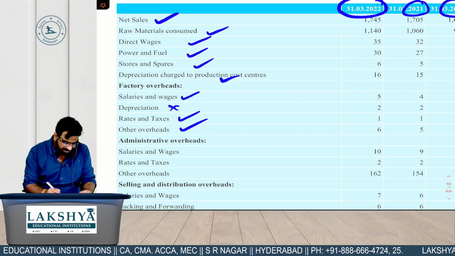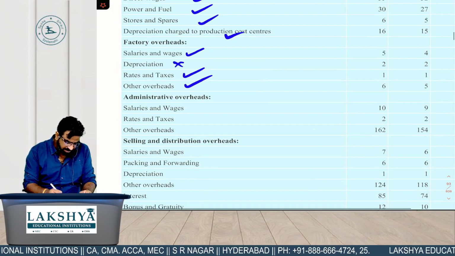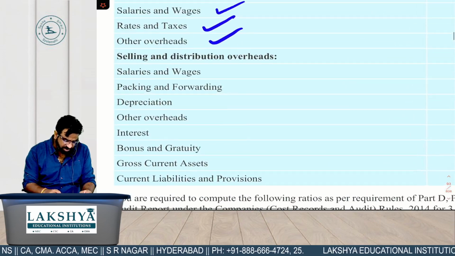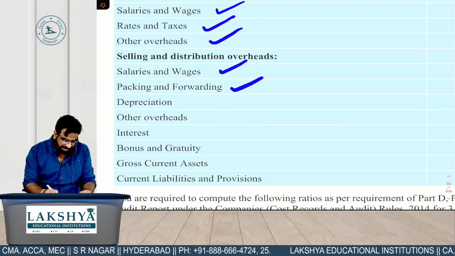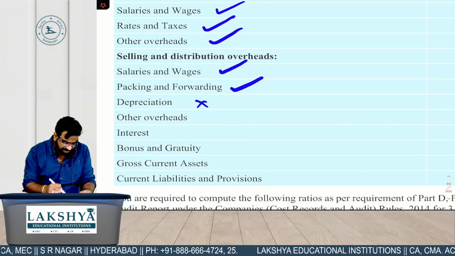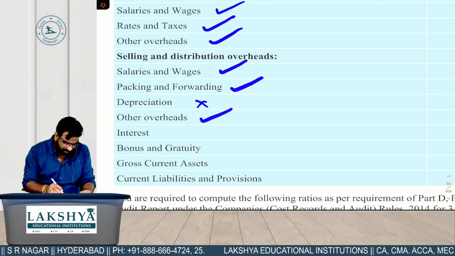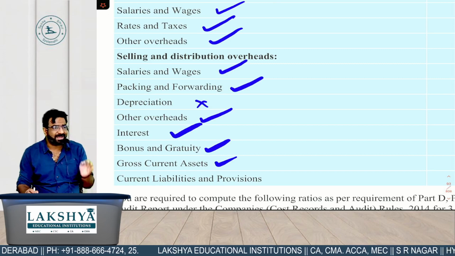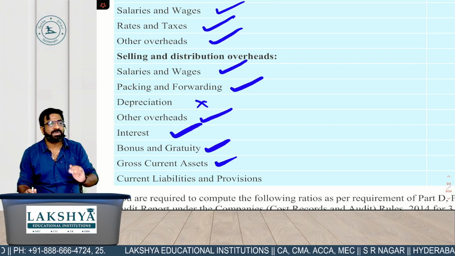Rates and taxes and other overheads we will consider. Salaries and wages we consider, rates and taxes, other overheads. Selling and distribution: salaries and wages, packing and forwarding, depreciation again. What is the next one? Other overhead. This interest, bonus, gratuity, they are not considered in the operational profits.